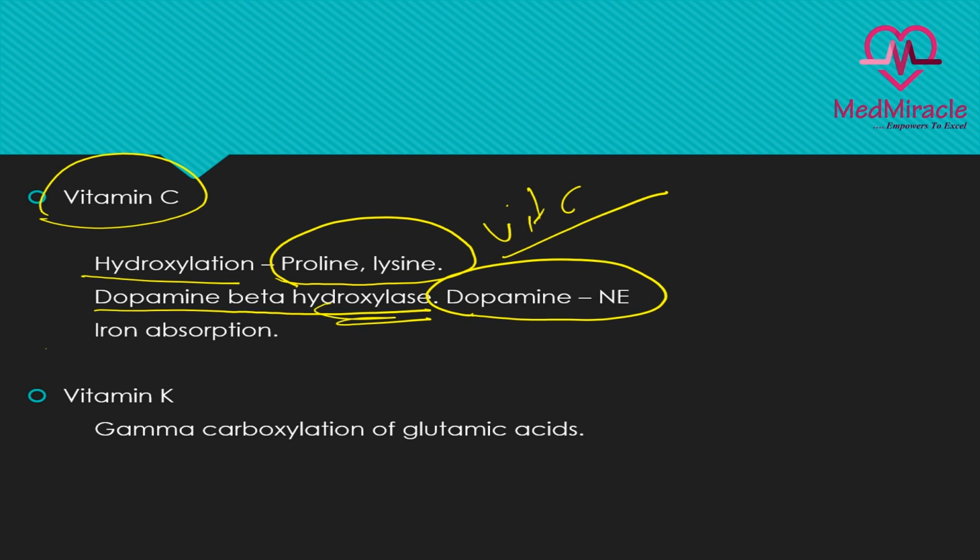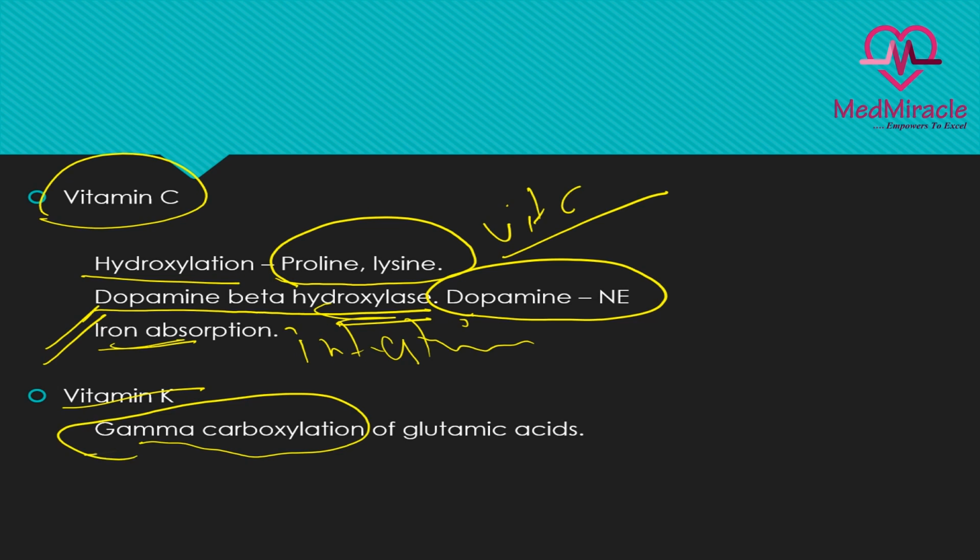And another extra step which is most commonly asked is iron absorption. Yes, vitamin C helps in iron absorption in the intestine. And vitamin K, there is gamma carboxylation of glutamic acid. It's important for the coagulation pathway.